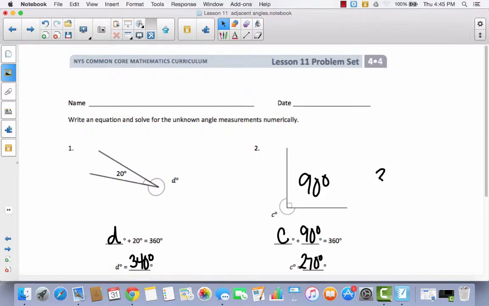If that doesn't make sense to you, it's perfectly okay to write it out like this. And to use regrouping to subtract, you would come over here and say, okay, this has to become a 2, and this has to become a 16. But I promise you will get 270 degrees.